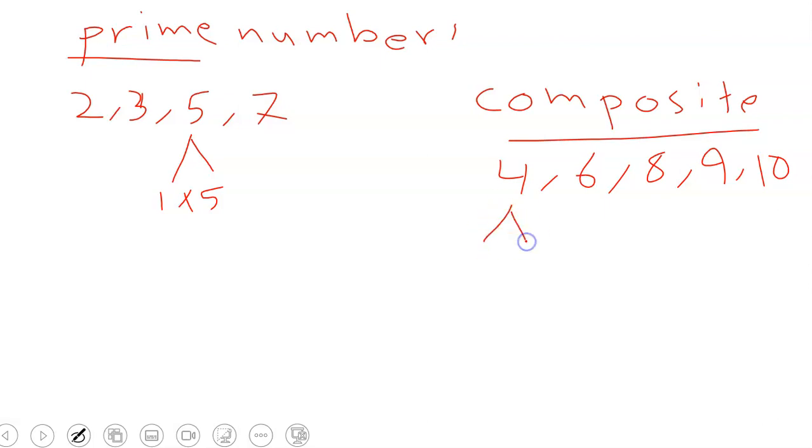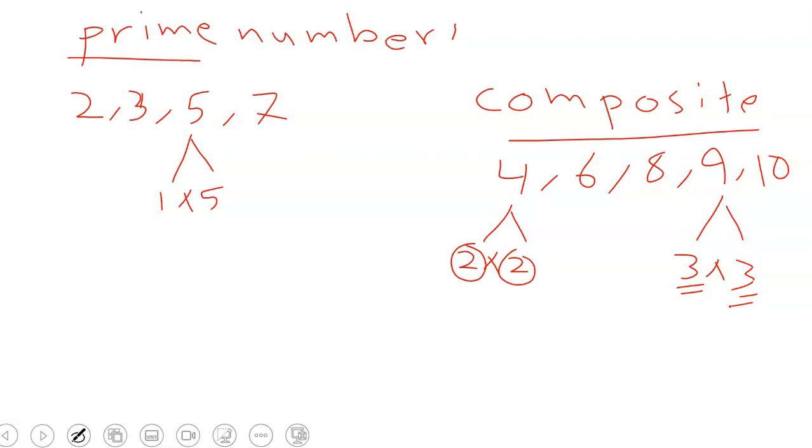So what are the prime factors of 4? 2 times 2. These are prime factors. So we can write it as a product of prime factors. For example, 9 has 3 times 3. These are prime factors.